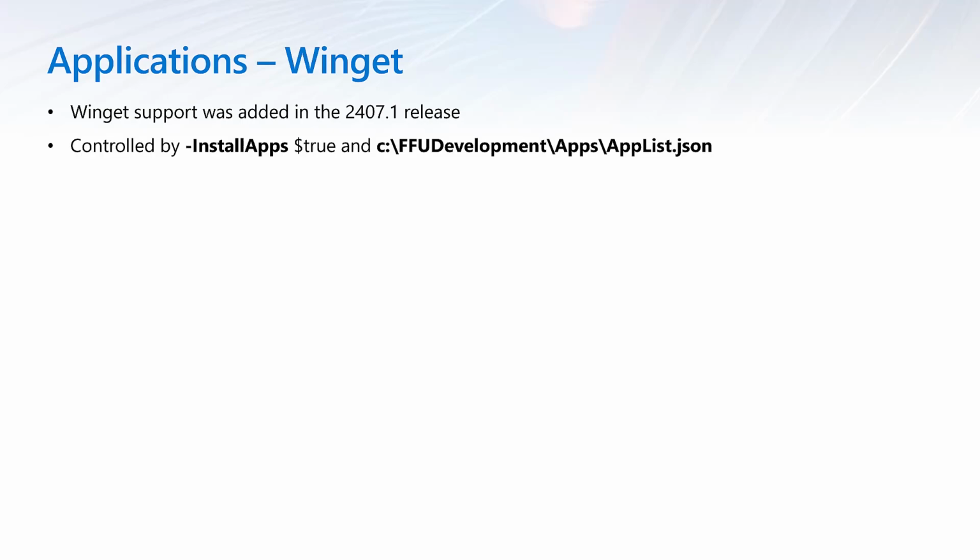Okay, so for Winget, Winget support was added just this month for 2407, and it is controlled by the InstallApps parameter being set to true, and there's an applist.json file that needs to exist in the apps folder under the FFU development path. Now we provide you two sample files. We give you an AppList_InboxAppsSample.json and an AppList_Sample.json.